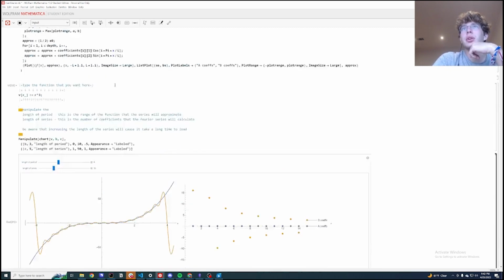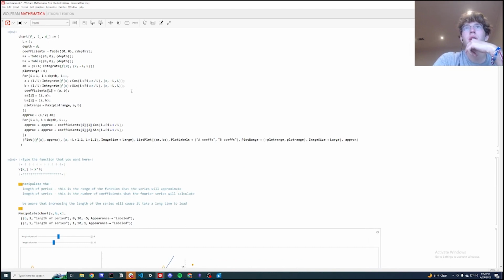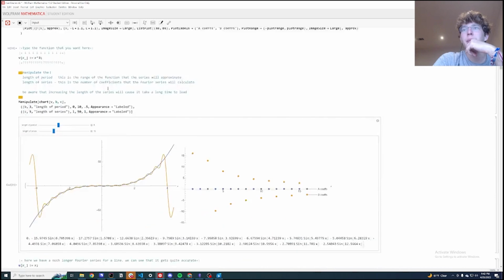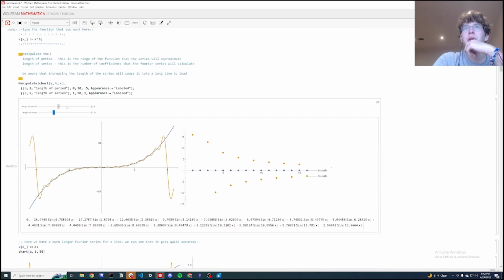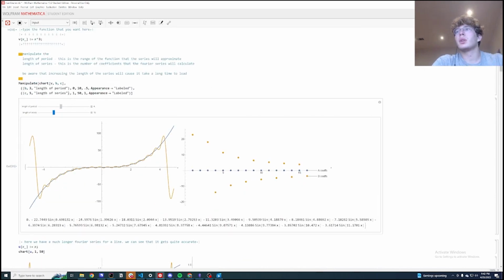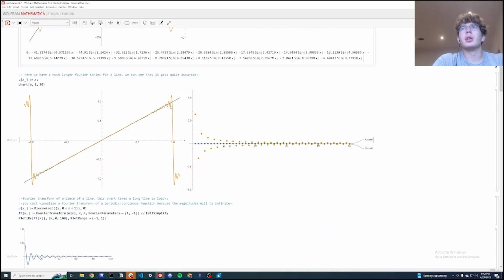It takes a little while to load. I did my own implementation of it just to make sure I understood it, but I think it's much slower than how Mathematica does it. And then we can increase the period as well. So it's pretty straightforward. We have a very good Fourier series here of just y equals x. We have 50 terms in the series.